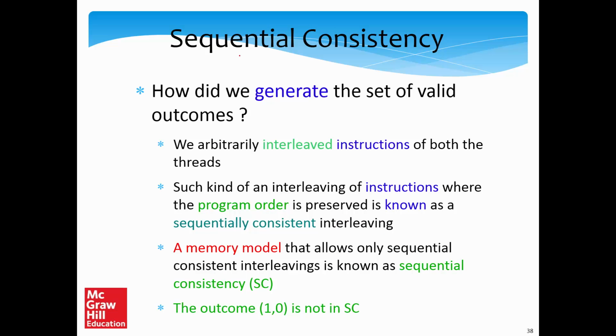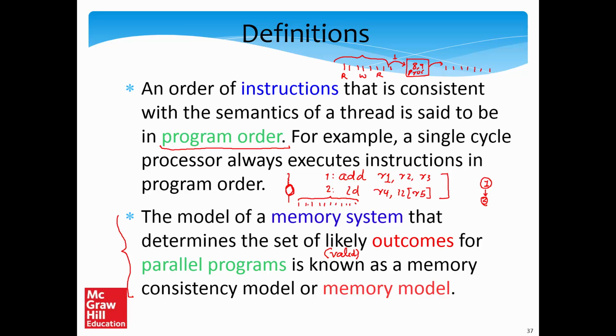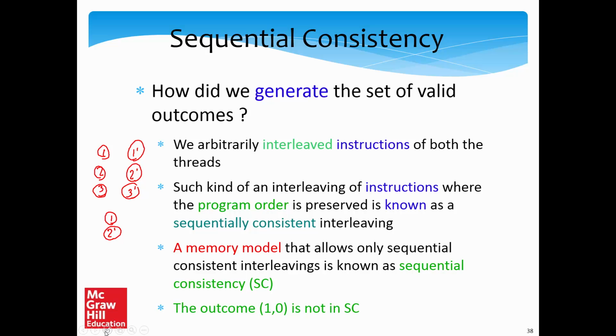So let us look at a very simple memory model called sequential consistency. Let's go back to that slide where we looked at the set of valid outcomes. What we did is we arbitrarily interleaved instructions of both the threads. One thread had instructions 1, 2, 3, another had instructions 1 dash, 2 dash and 3 dash, and we arbitrarily created an execution. So one execution can be 1, 2 dash. Sorry, I'm sorry, it should be 1 dash. Sorry about that.